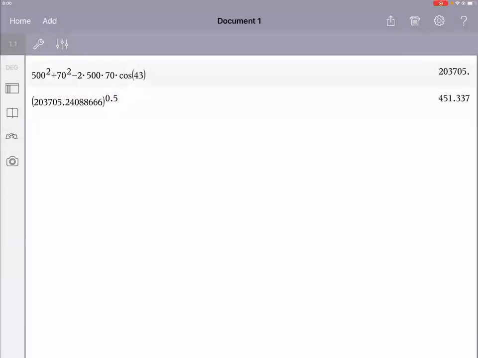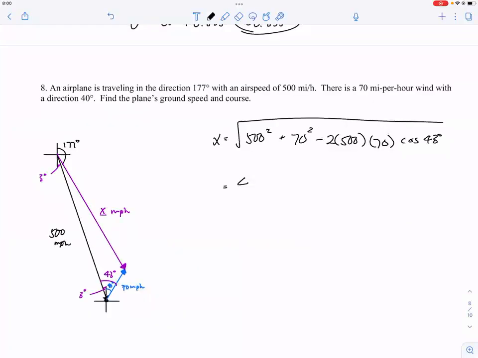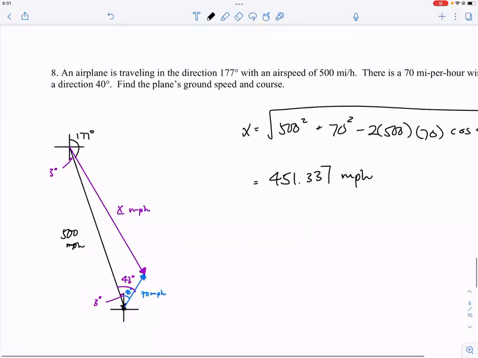451.337. Okay, 451.337 miles per hour, which is what we expected, because you can look at the diagram, it seems like it's shorter than 500. So it is shorter than 500. So a good diagram would allow us to make some good conclusions before we actually get the exact answer. So that's the speed, which is very good.